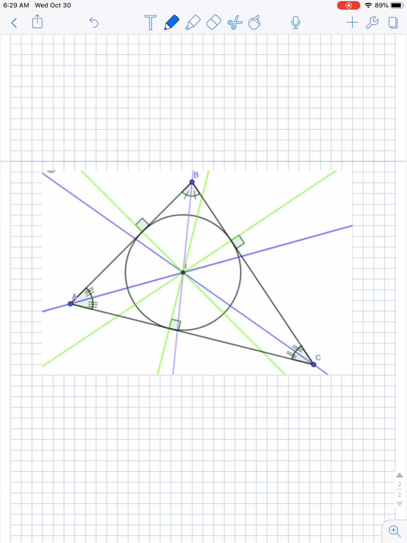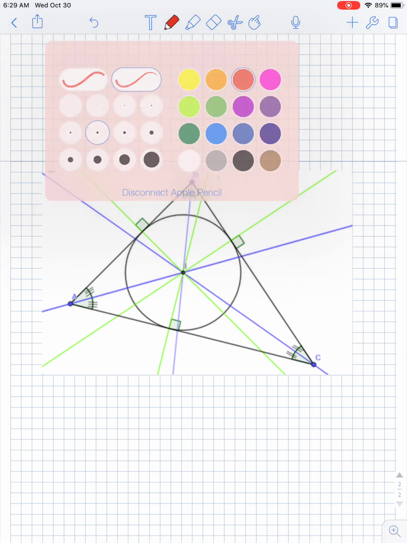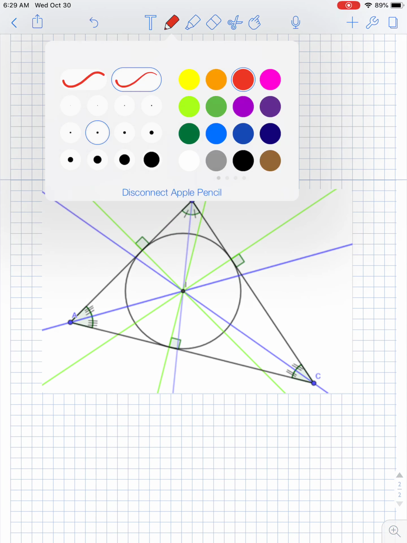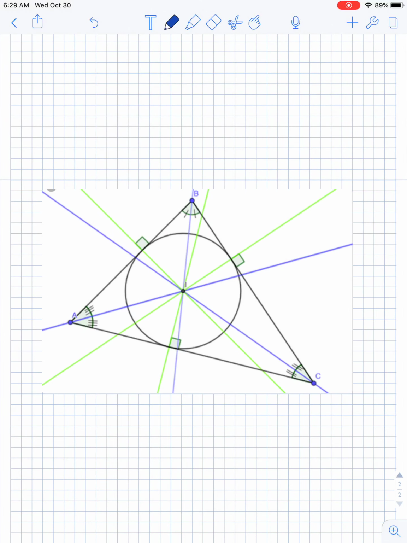Questions that you're going to be getting are something like this. You might be getting a question where they're telling you, actually, let me label this. We'll label this point D, and then we'll label this point E, and we will label this point F, and we will label our incenter as I.